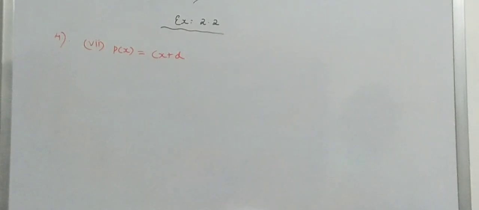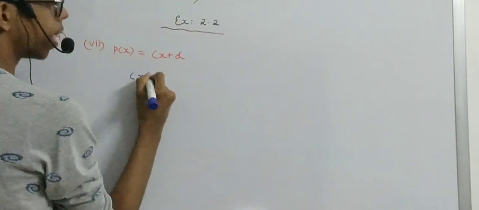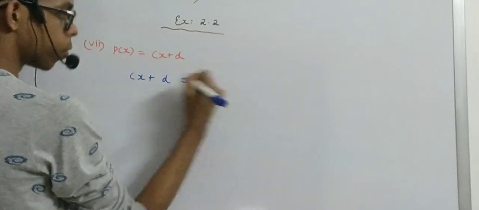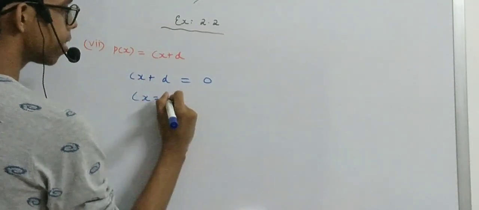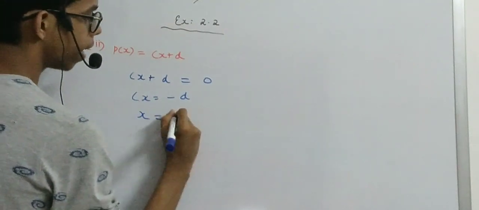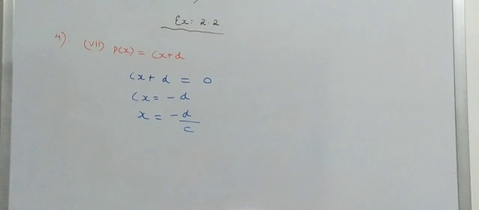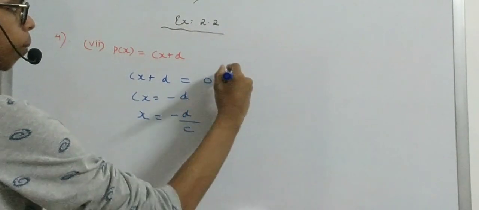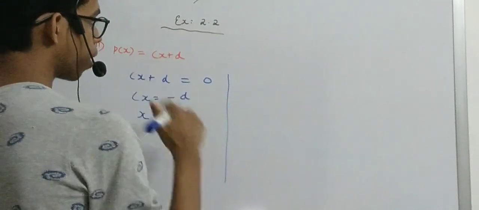Okay, so our next one, seventh one, is p of x is equal to cx plus b. So here also, first of all we make the polynomial cx plus b, and we can equate it to 0. From here we can find the value of x. So I will get cx is equal to minus b, I am taking it to the other side. So from here I will get x is equal to minus b by c. Okay, so this is the 0 of my polynomial. You can just check if it is correct. Substitute this value of x over here.